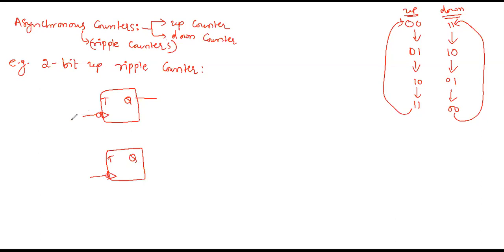Okay, we are using negative edge triggering clock, and clock is applied only to the first flip flop. We are considering T flip flop 0 and T flip flop 1. This is Q0, this is Q1, and the output of T flip flop 0 is connected to the clock input of T flip flop 1. And T is connected commonly to logic 1.